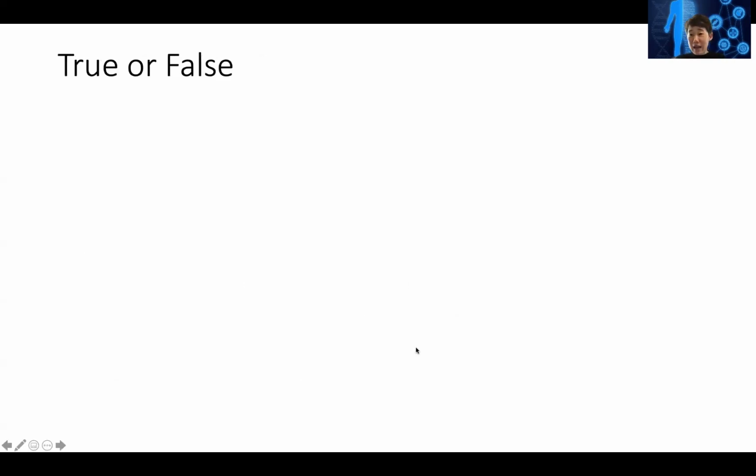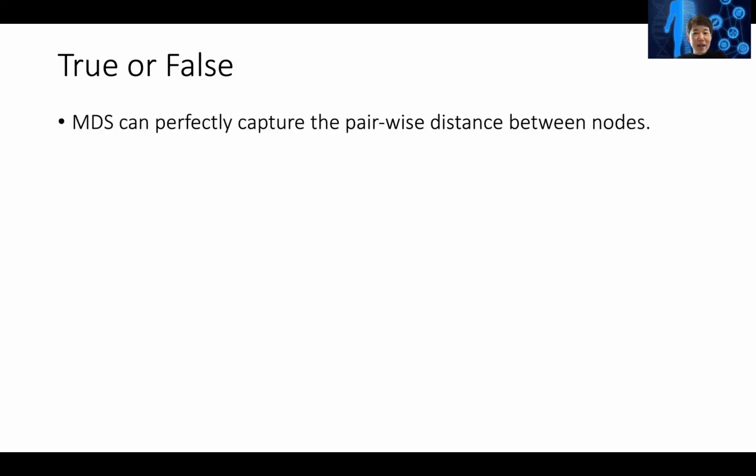So normally, if we have the final exam, we would ask students to answer different types of questions. So I want to just at least give students a taste of what the final exam looks like. And so we can use this time to poll the students here. There will be usually some true or false questions. So let me ask, multidimensional scaling can perfectly capture the pairwise distance between nodes. Is it true or false?